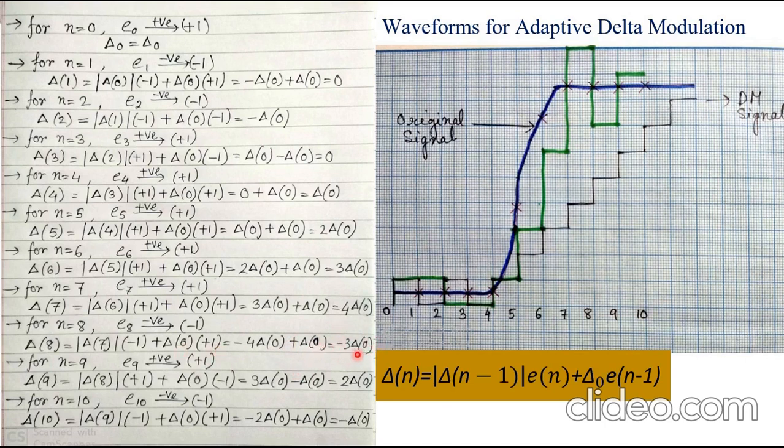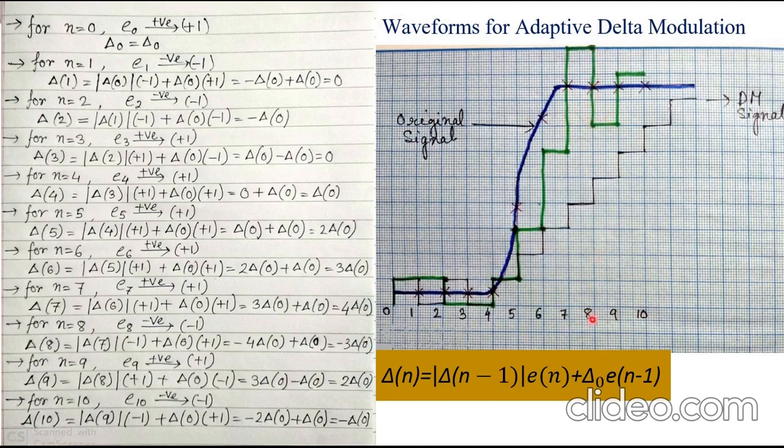Because the value of delta 7 is 4 delta 0, so 4 delta 0 into -1, that is -4 delta 0, plus delta 0 into +1, that is plus delta 0. So -4 delta 0 plus delta 0, that will be -3 delta 0. It means from here there will be -3 delta 0, so it will reach up to this. And this is how it will happen. So this is for n equal to 8.